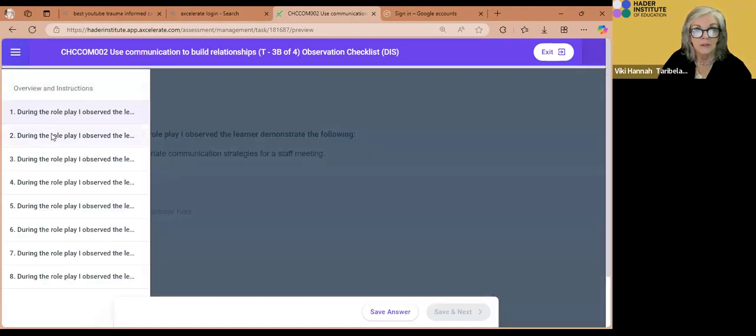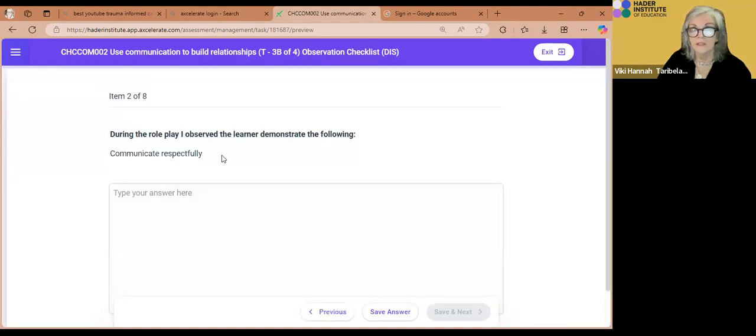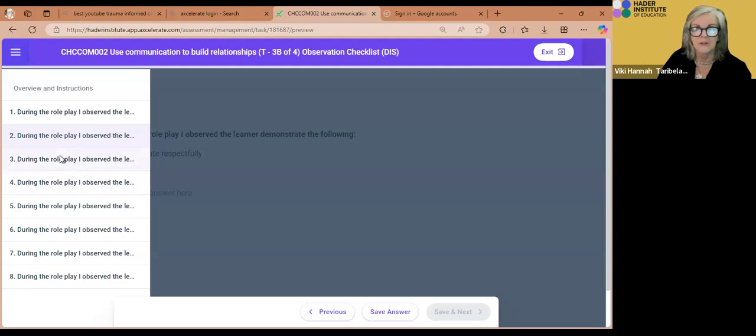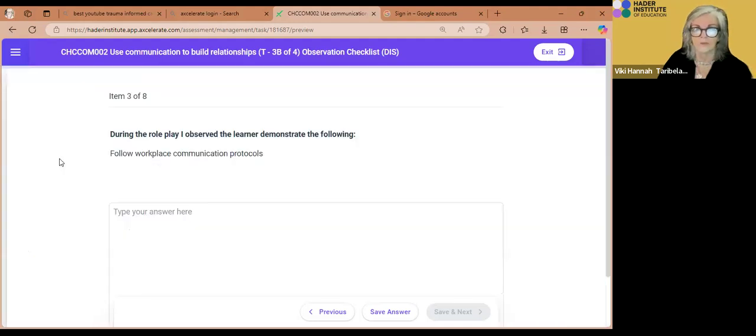So another one, the second one: did the learner communicate respectfully? Okay, so none of this is scary at the moment. This is, okay, I can do that. This is what we're marking you on. So did you follow the workplace communication protocols? You'll know what they are because they're actually sitting in the First Access portal.